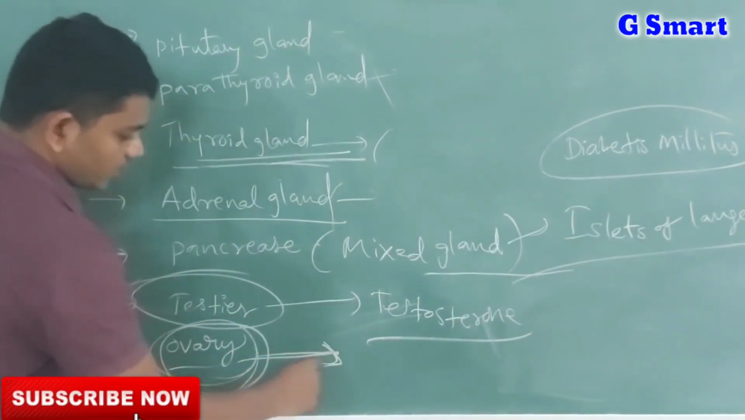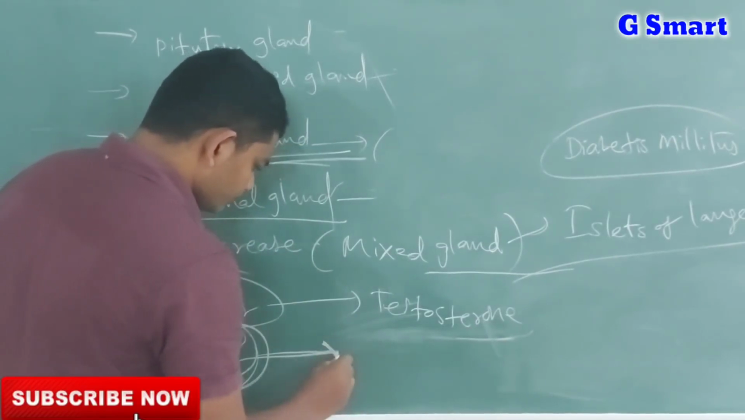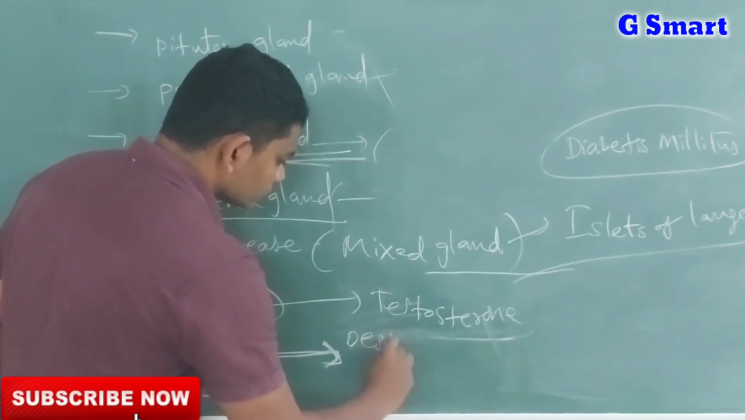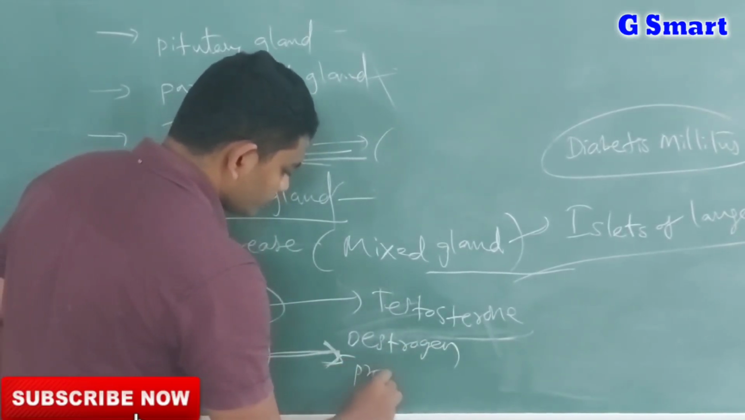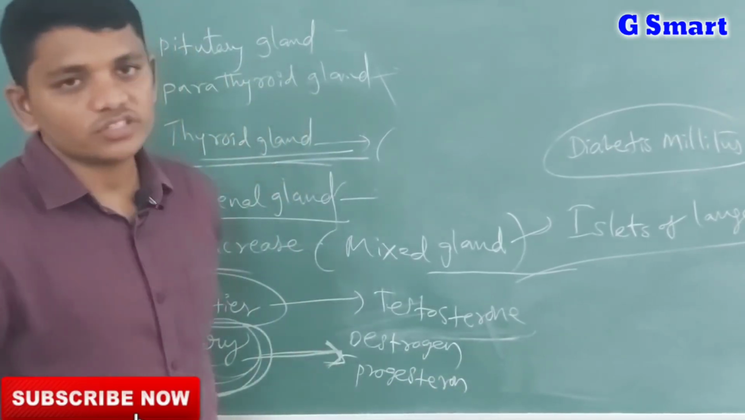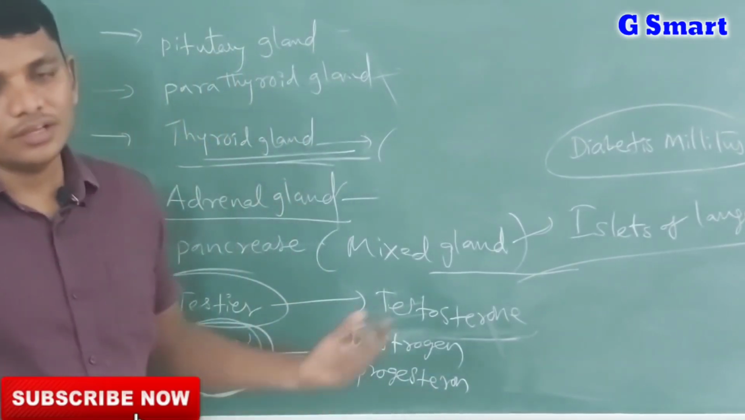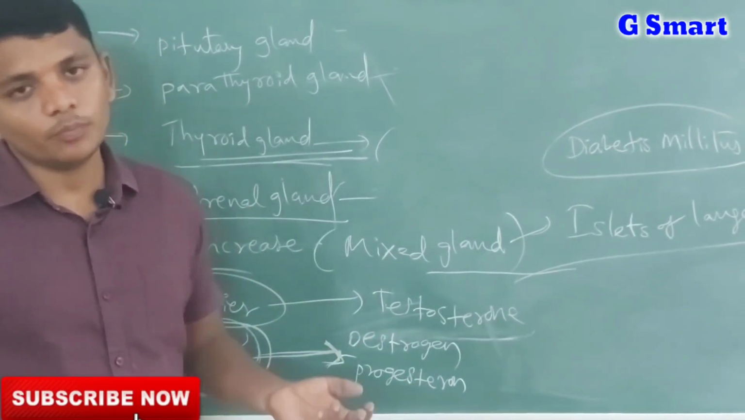Generally, the ovary releases two hormones. The first one is estrogen. The second one is progesterone. Estrogen and progesterone are the two hormones released by the ovary. Generally, these two together work on the reproductive system.